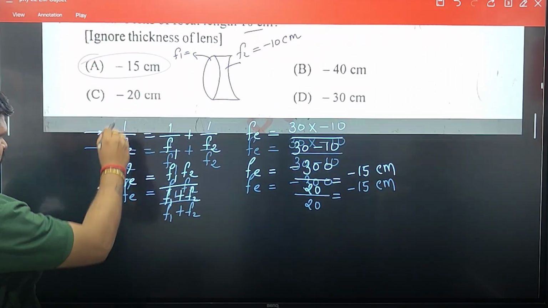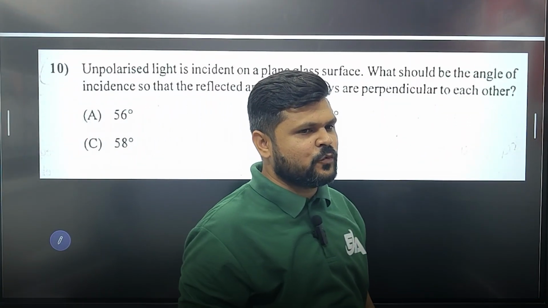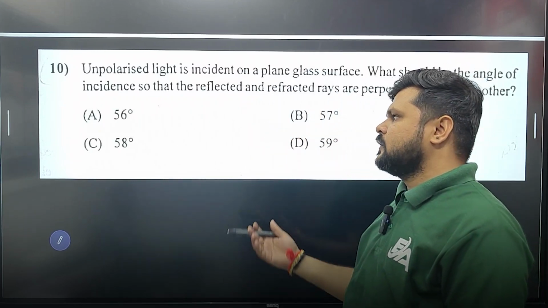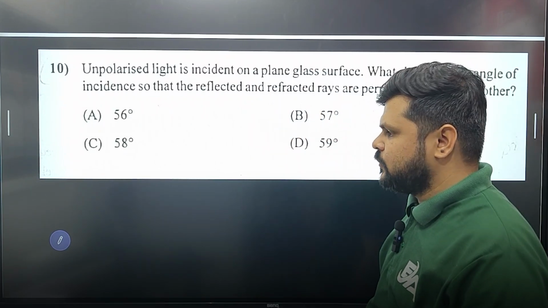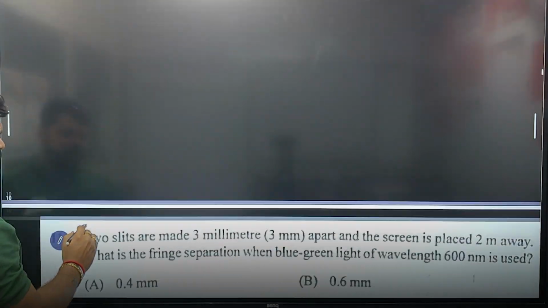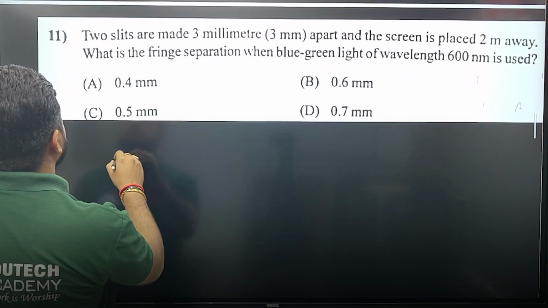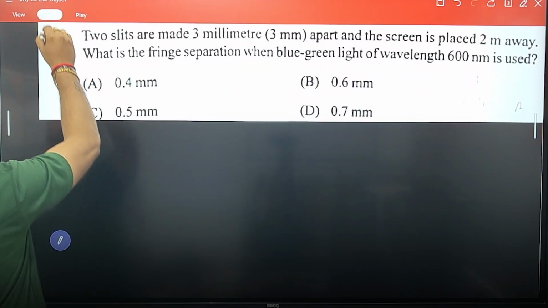Now next MCQ, that is MCQ number 10. MCQ number 10 is from polarization, chapter number 10. That is deleted, omitted from our syllabus, so no need to solve it. We are moving towards MCQ number 11, which is also from chapter number 10.